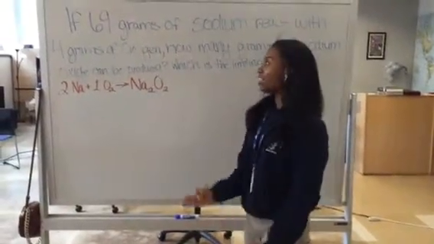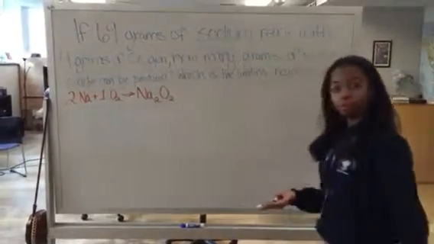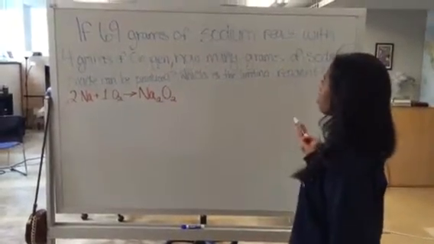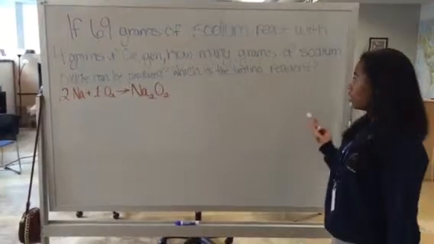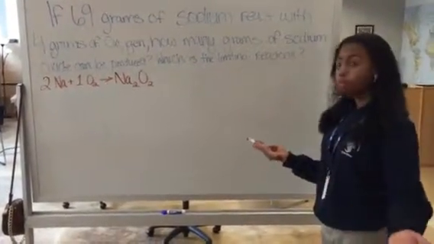I'm going to show you how to do a basic stoichiometry problem and find a limiting reagent. The problem we're working with today is: if 69 grams of sodium reacted with 4 grams of oxygen, how many grams of sodium oxide can be produced? Which is the limiting reagent?